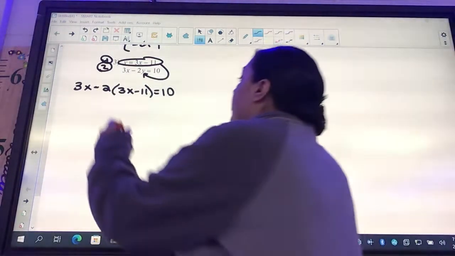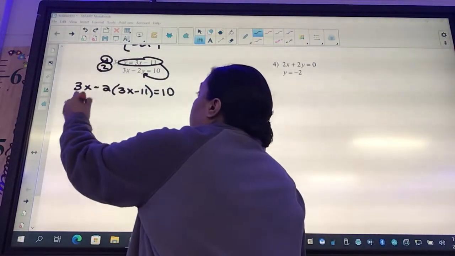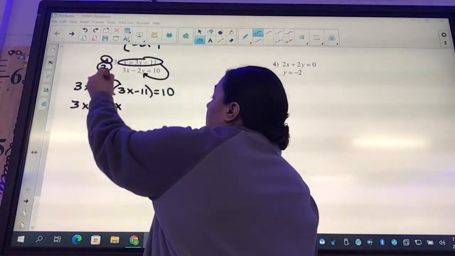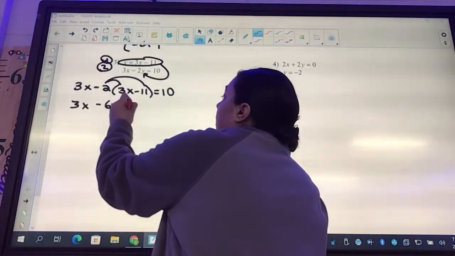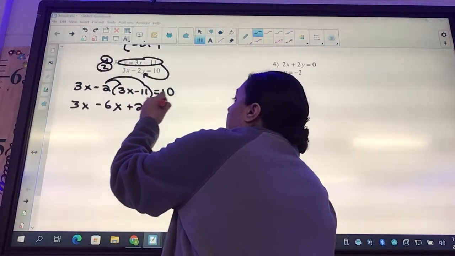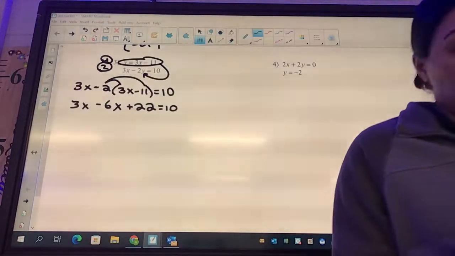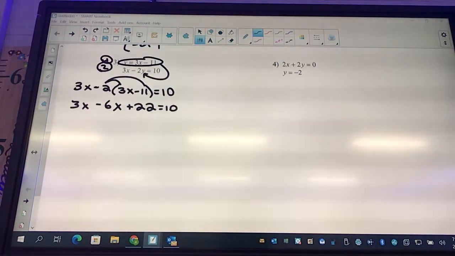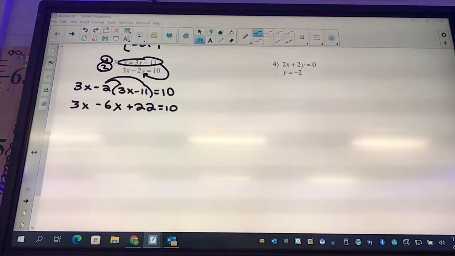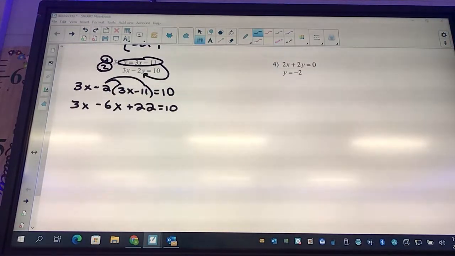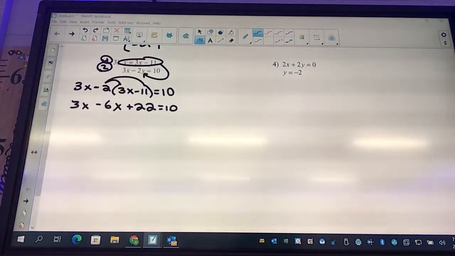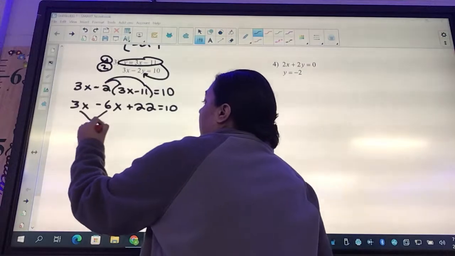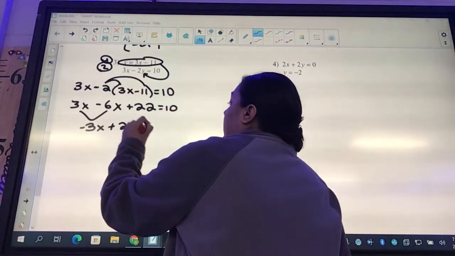Okay, and then we're going to distribute. So I'm going to have 3x. Negative 2 times 3x is going to be negative 6x. Negative 2 times negative 11 is positive 22. Okay, and we can combine our like terms. So we're going to get negative 3x plus 22 equals 10.